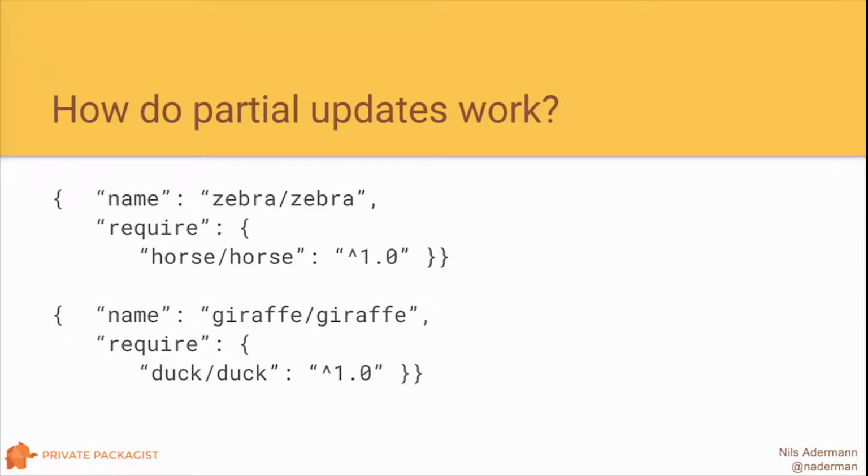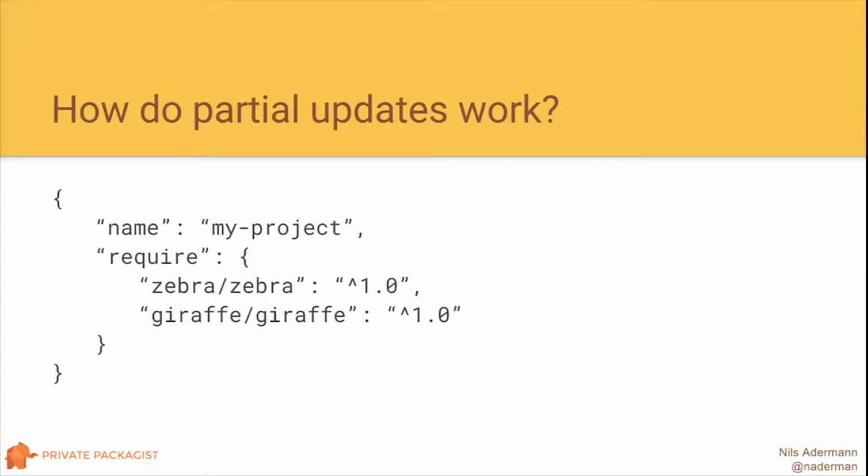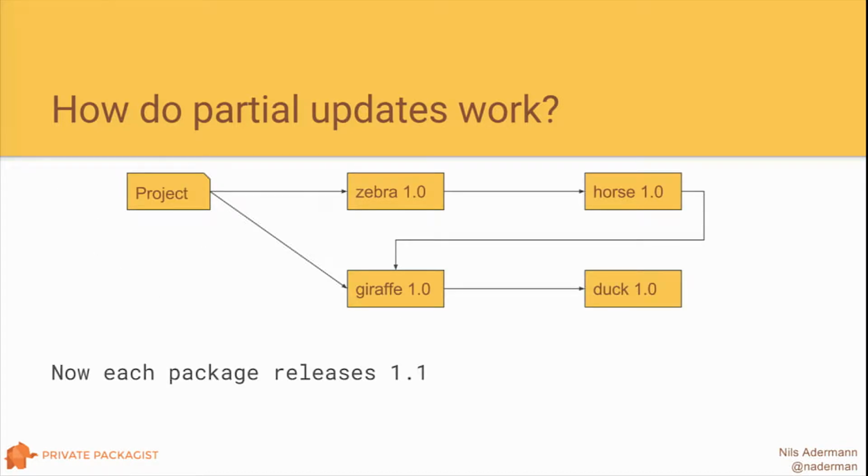So I mentioned that you should be updating this one package, but I think something that's not very well understood in Composer is how these partial updates actually work. I have this really ridiculous example here of a package called Zebra that depends on a horse, a giraffe that depends on a duck, a horse that depends on the giraffe, and the duck that doesn't have any dependencies. And my project requires a zebra and a giraffe. So in a graph, it looks like this. I think that makes a little more sense, because otherwise I don't think any of you could follow what I'm talking about. All right, so all of these things I'm using currently version 1.0.